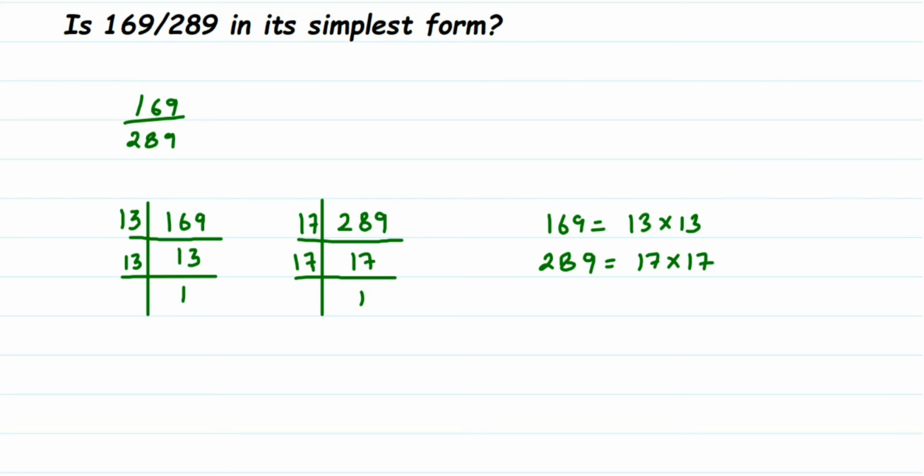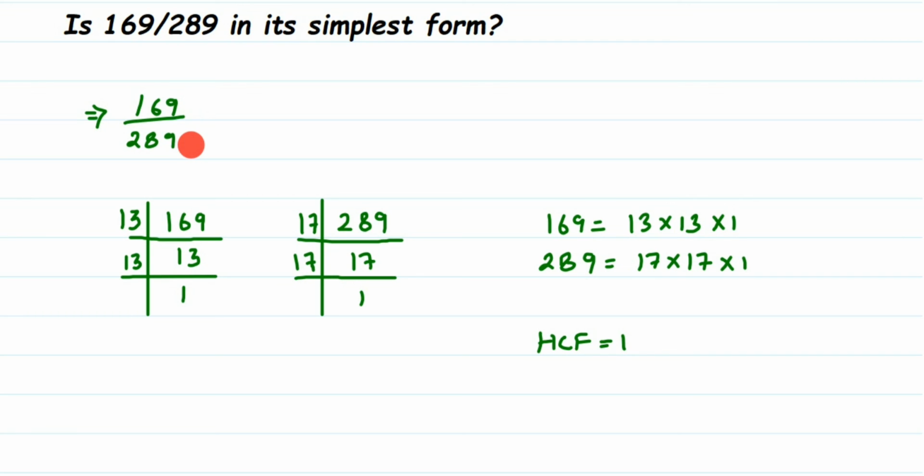Do you see a number which is common in both? No. If there's no number common, it means 1 is the highest common factor, because we usually don't write 1 here, but 1 is the highest common factor. If the HCF is 1, and I divide these numbers by 1, I'll get the same numbers. Normally, whatever HCF you get, we divide the numerator and denominator by it to get the simplest form. But here, dividing by 1 gives the same numbers.